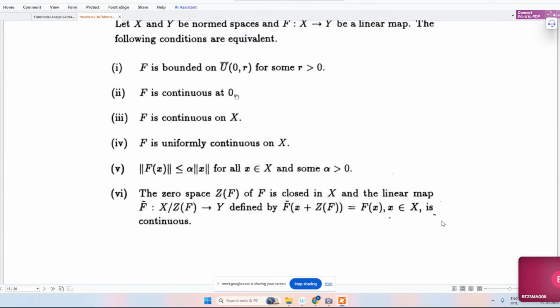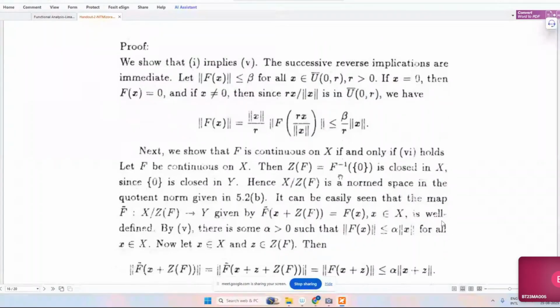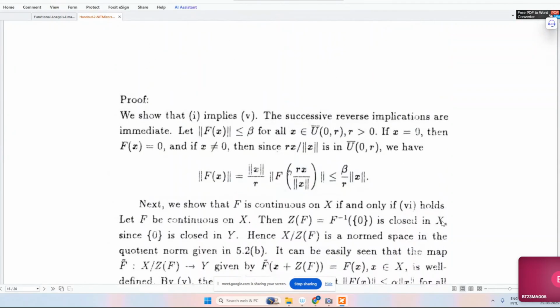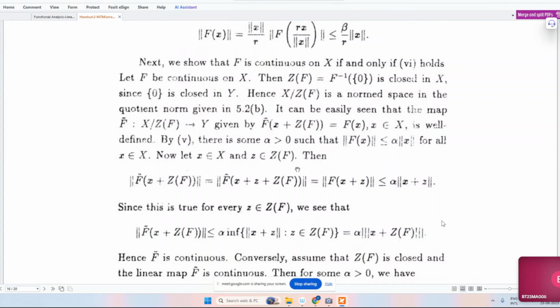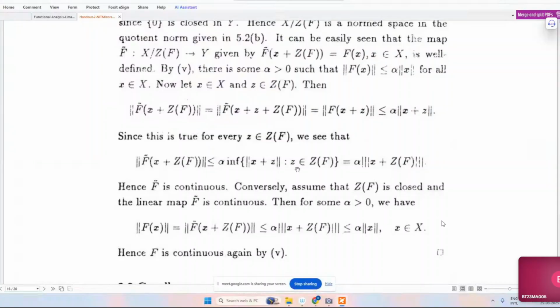So what is 4? One is f is continuous, and 4 is that it is uniformly continuous. Okay, let us see it. Let f be continuous on x. Then the null space of f is f inverse of 0. It's closed in x, since the 0 set is closed in y, so therefore this function is closed. Now x over the null space of f is a normed linear space with a quotient norm. Then it can be seen that this also has a simple proof. I'll omit it for a while.